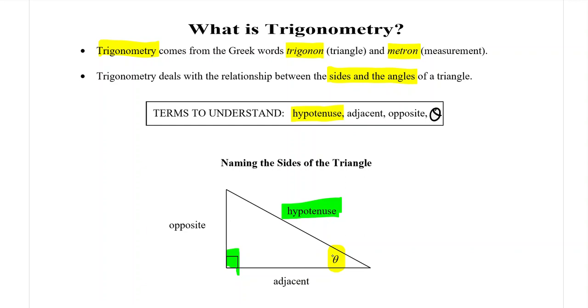Now, this symbol is called theta. It's a Greek letter. It's basically a zero with a line in it, and we just use it to represent angles. So don't freak out by the symbol. That just means the angle.